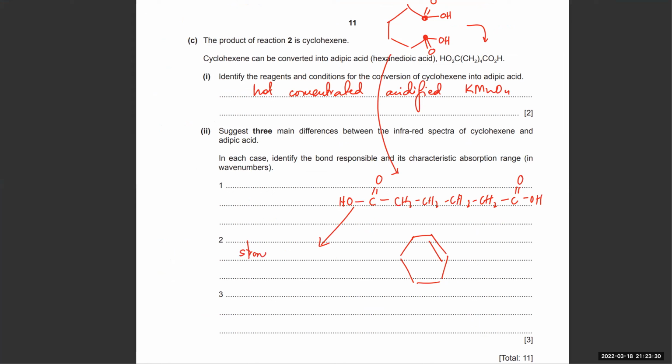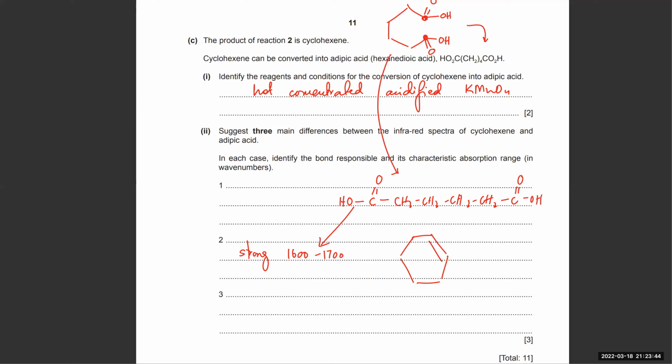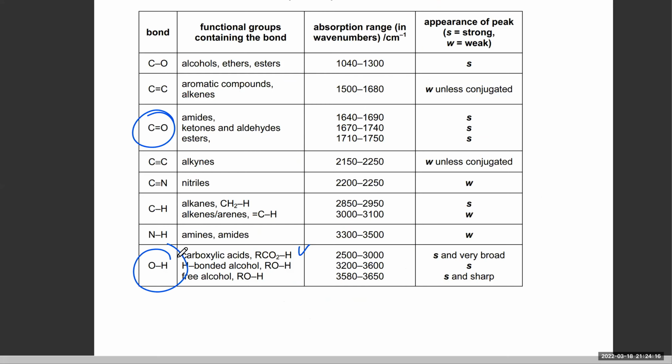So strong absorption in the 1600. I mean, you can be more specific. This is a carboxylic acid C=O bond. So 1600, 1700 range wave number, and that is because of the C=O bond. And then you'll have the OH absorption because of the carboxylic acid OH. There's going to be a strong and broad absorption in the 2500, 3000 range, which is written over here. 2500 strong, and it's a carboxylic acid OH.